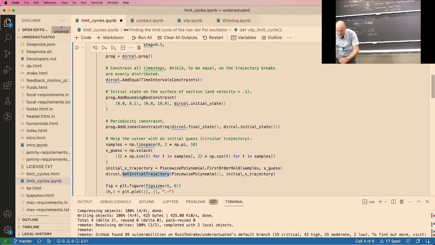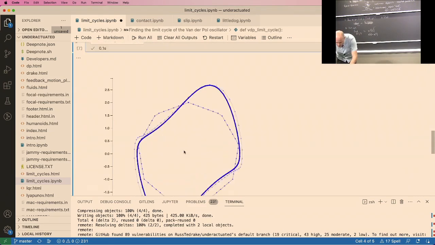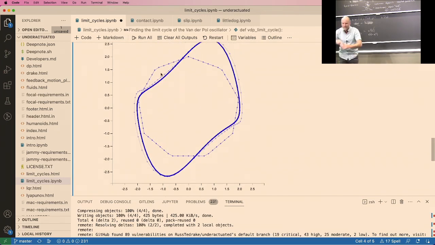With one extra detail. The default guess, if you just ask SNOPT to solve, is actually zero, almost always for these solvers. So if you don't do anything, it'll just find the trivial solution at the origin. So what you see in this figure, I just started it with something that was clockwise. I spent zero time making that. I just said, you know, sine, cosine, just kind of walked around in the circle. Said use that as your initial condition, and from there it just went straight to the limit cycle.